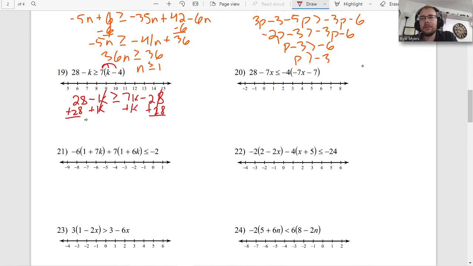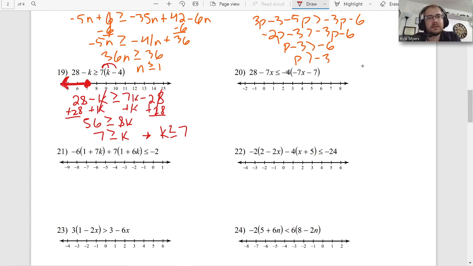So we have 56 greater than or equal to 8k. And then we want to divide both sides by 8 and get 7. We got to flip it around. And so it's less than or equal to 7. All right, there we go.